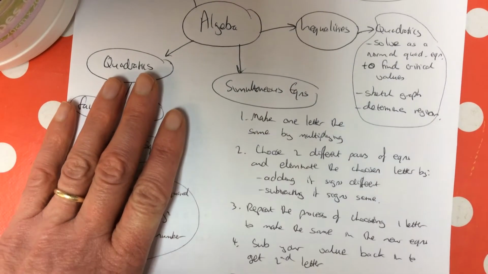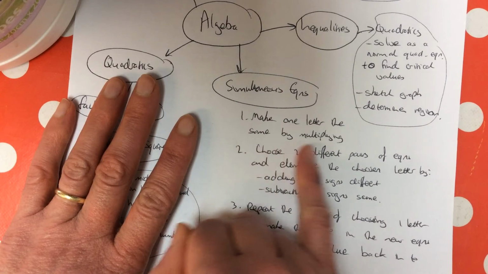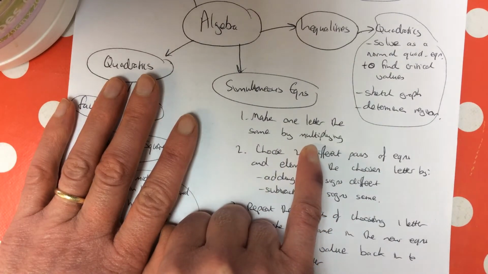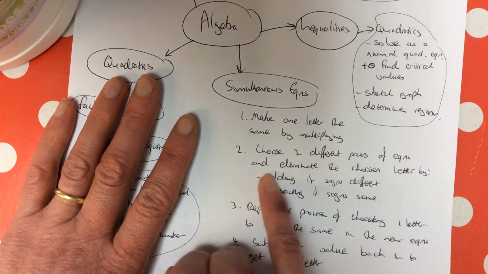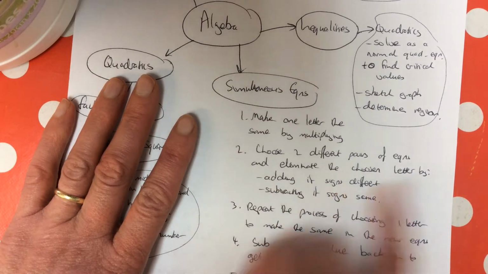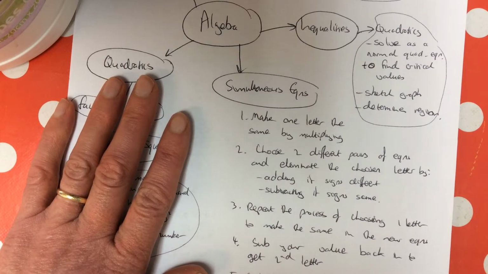Next you're going to have down here simultaneous equations. Okay? You make one letter the same by multiplying. So you'll have an x, y, and z. So you'll choose one to make the same by multiplying. Then you choose 2 different pairs of equations and eliminate the chosen letter by adding if the signs are different and subtracting if the signs are the same. It's the wrong way round to normal.